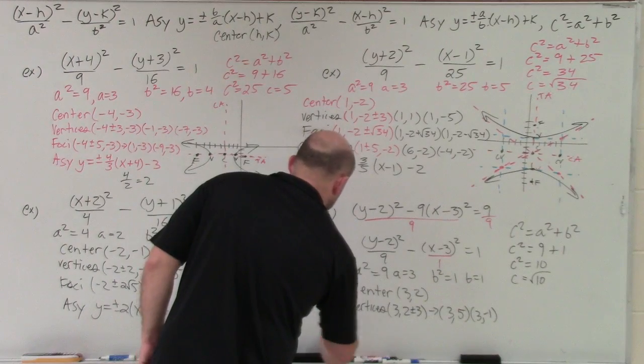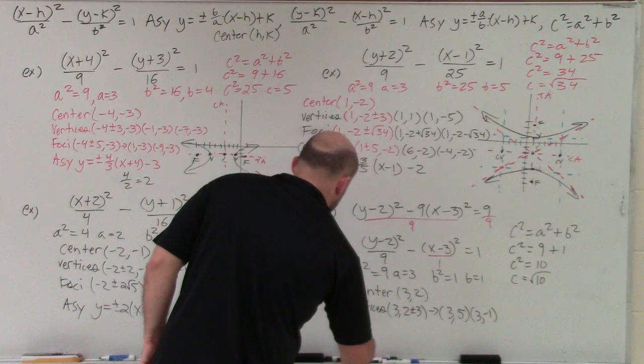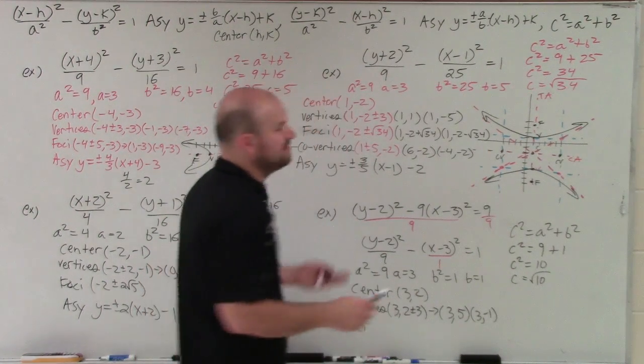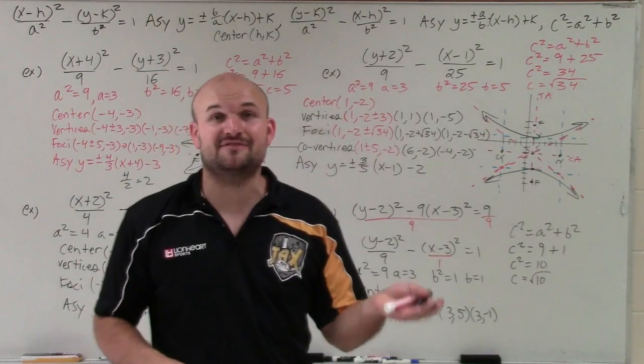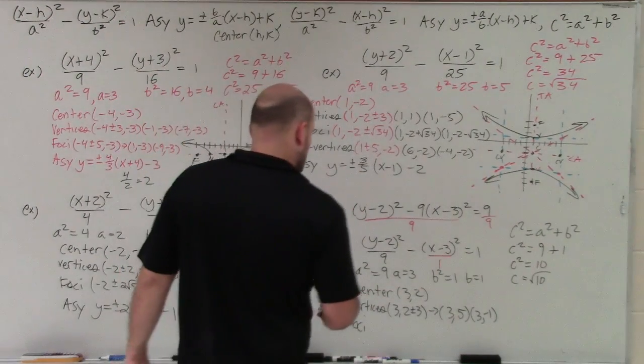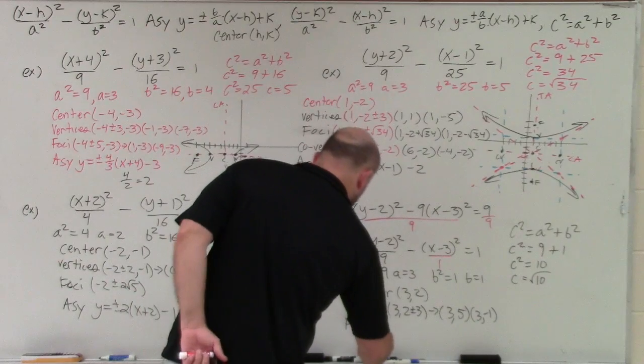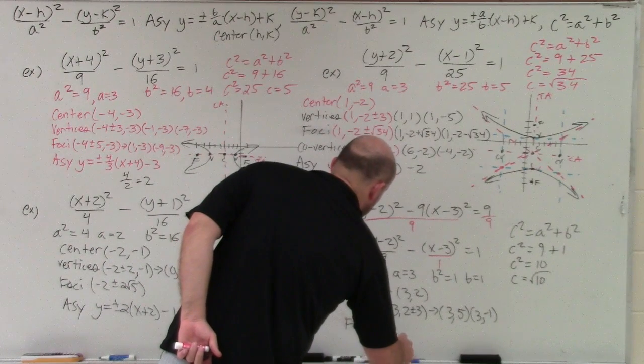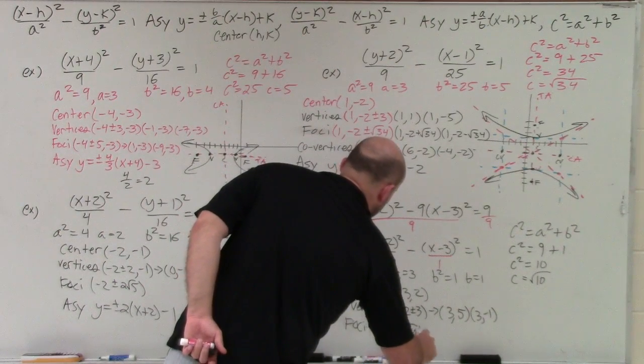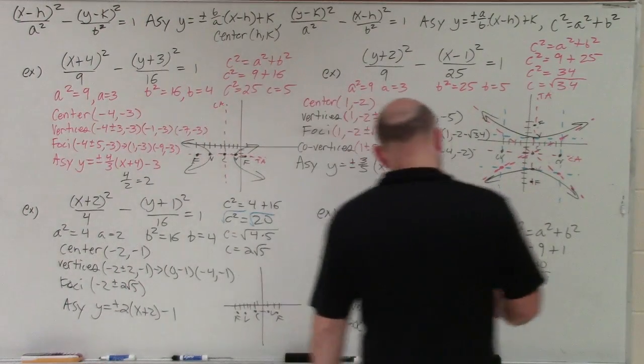To find my foci, I'm going to do the same thing, but I'm going to be adding plus or minus, or I'm sorry, whatever c is, which is the square root of 10, to the y coordinate. So that's going to be 3 comma 2 plus or minus the square root of 10. And I'll just leave it in that format.